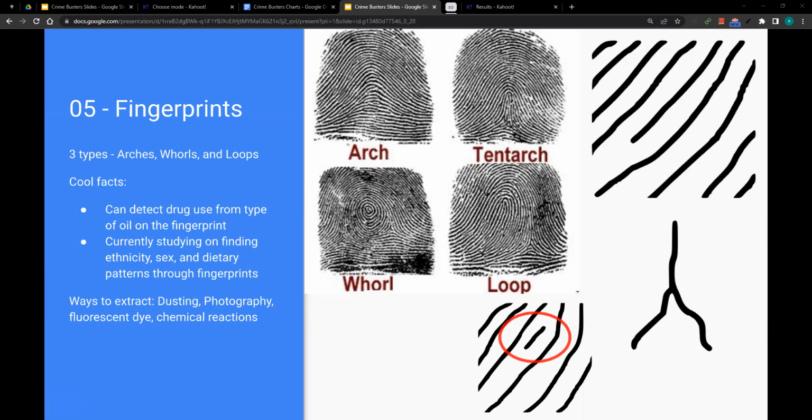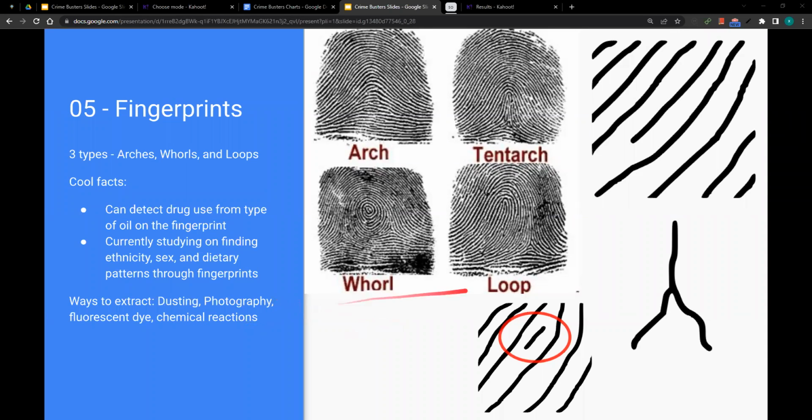And people are also currently studying how to identify even more stuff through just fingerprints, such as ethnicity, sex, dietary patterns. So in the future, if technology gets super good, then just from a fingerprint, people might know that you're a girl who is, like, a teenage girl who just ate broccoli 2 hours ago. And there are many ways to extract fingerprints, such as dusting, photography, fluorescent dye, and chemical reactions.